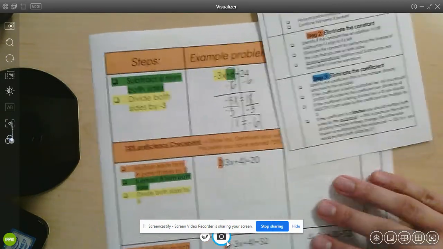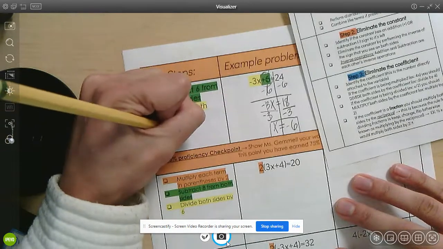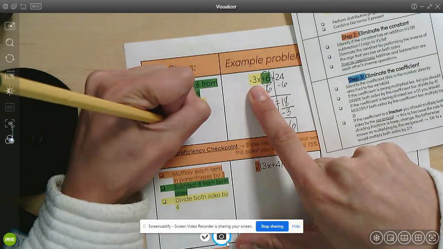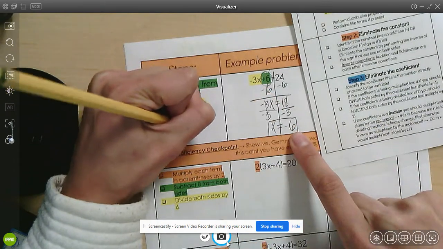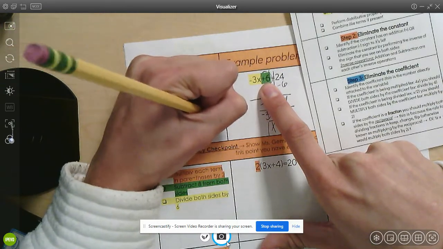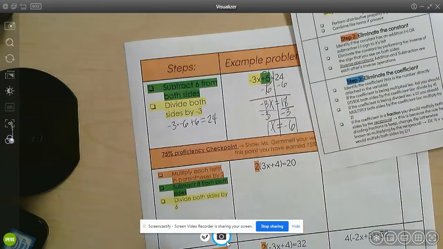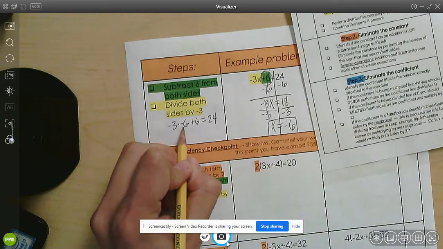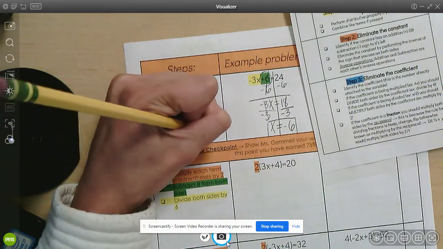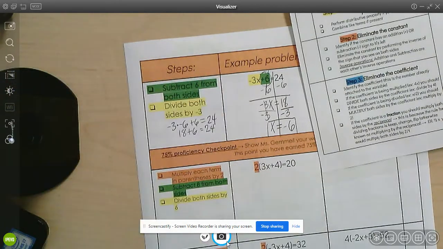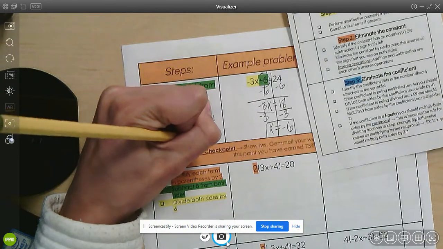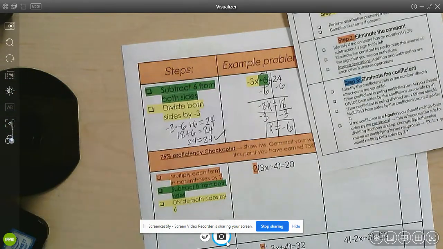I can go back and check my work here by saying, okay, my original equation said negative 3 times x, which is negative 6, plus 6 equals 24. Negative 3 times negative 6 is positive 18. And then I put my plus 6 equals 24. 18 plus 6 is 24. 24 equals 24, so I know I did it correctly.